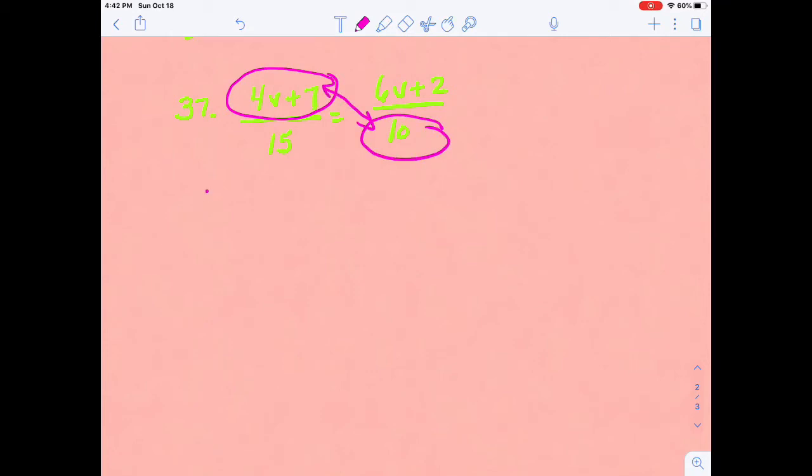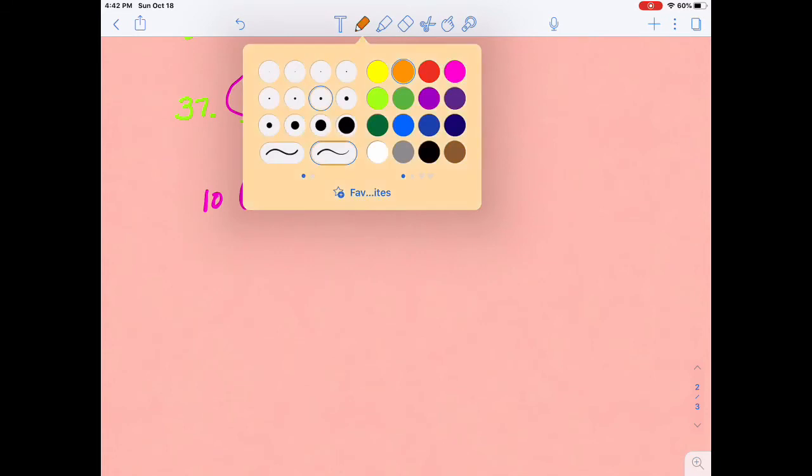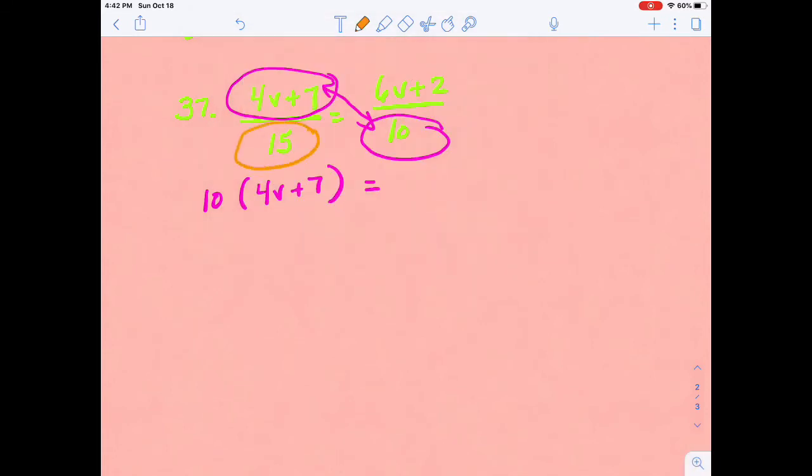So we're going to do 10 times (4v + 7). Again, it's my choice to put that 10 first, just because I like it on the outside of the parentheses. I like it to look like that. Then we're multiplying this 15 times this (6v + 2). And so I'm going to use parentheses again. All right, I'm going to have to use the distributive property to clean this up.